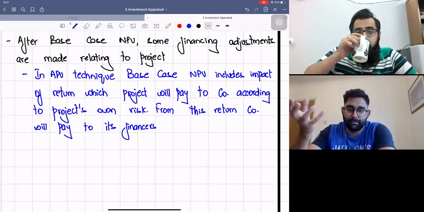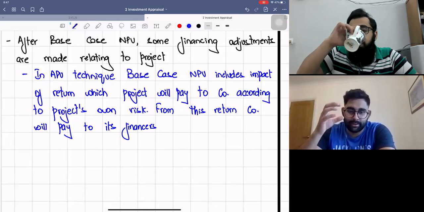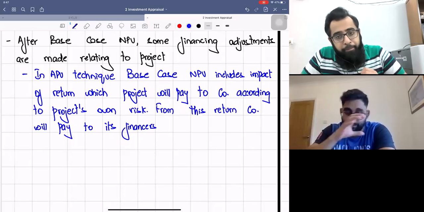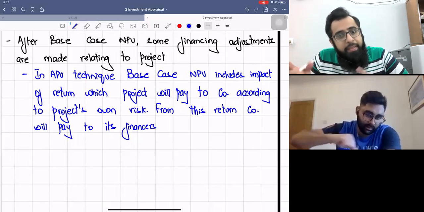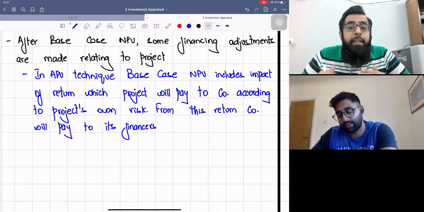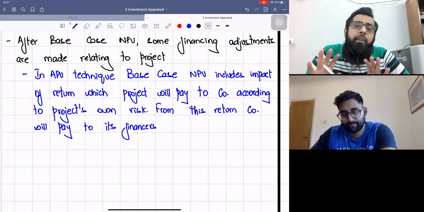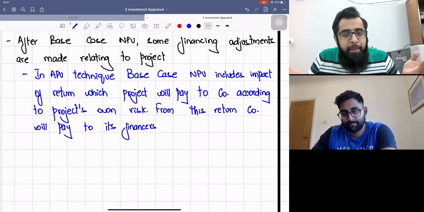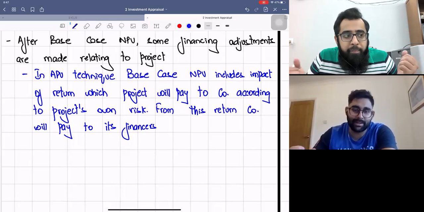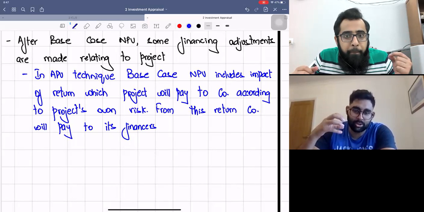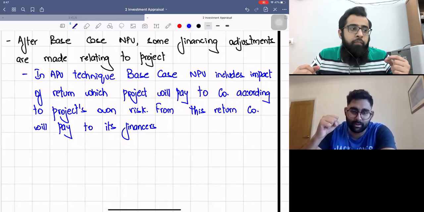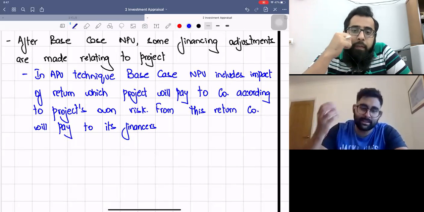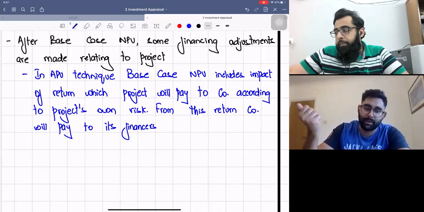You're saying that any return the project makes, the company is going to use that return to pay off its finances. Yes, because that is the cost of capital. Any return above the cost of capital will also belong to the company, but that is the net profit of the project. So what is the cost of capital? It's very simple. Cost of capital is basically the cost incurred to obtain finance.